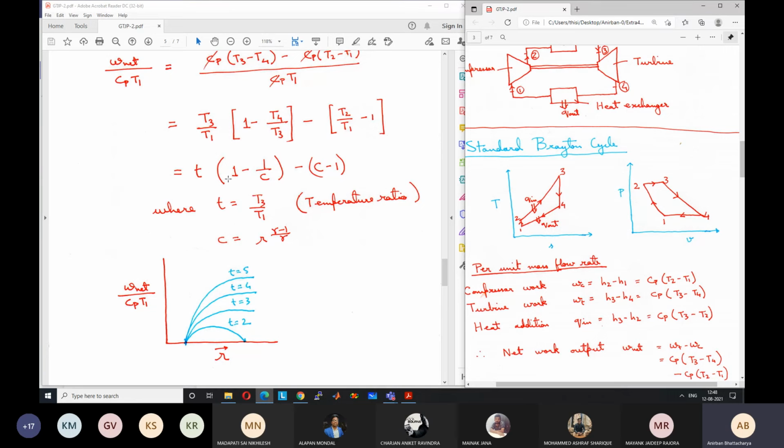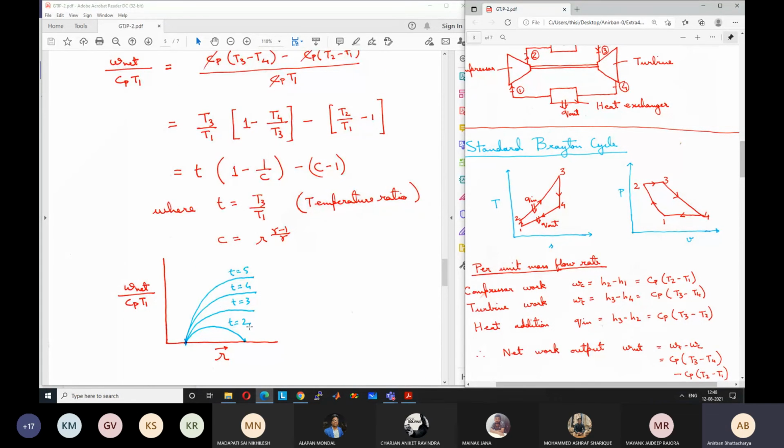In this case, the specific work output, or net specific work output in non-dimensional form, depends on both R as well as the temperature ratio T. So for the same R, if the temperature ratio changes, then we will have more specific work output, but the efficiency will not increase. Efficiency is independent of the temperature ratio. It only depends on the pressure ratio.